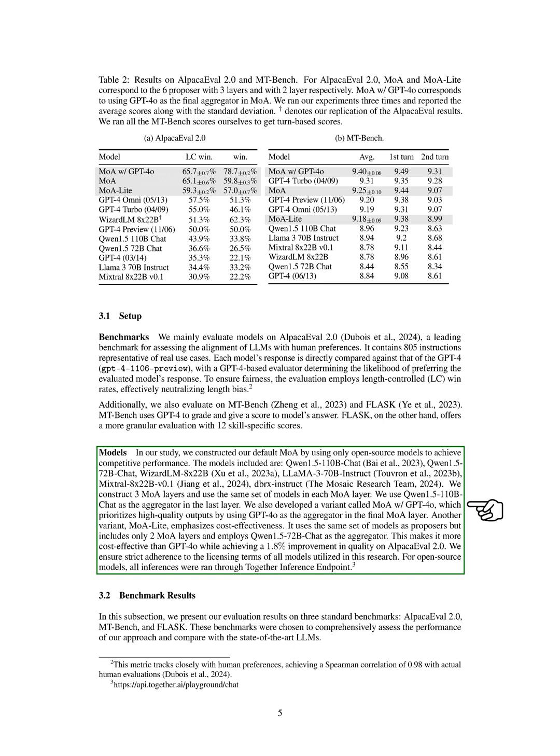We also developed a variant called MOA with GPT-4o, which focuses on high-quality outputs by using GPT-4o as the aggregator in the last MOA layer. Another variant, MOA Lite, prioritizes cost-effectiveness by using only two MOA layers and Qwen 1.5-72B Chat as the aggregator. MOA Lite is more cost-effective than GPT-4o and shows a 1.8% improvement in quality on Alpaca Eval 2.0.